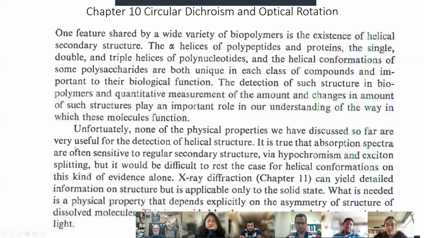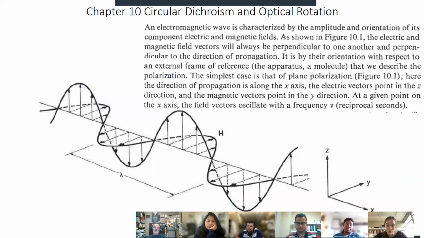Okay, and he makes a short argument here as to why it's not necessarily the ideal way of doing it. And the argument is that we need a physical property that explicitly is sensitive to asymmetry of the structure, the helical nature of the structure. Number one, is it helical? Number two, is it left-handed or right-handed helical? Okay. And so there's a fairly long introduction to the properties of light in this chapter.